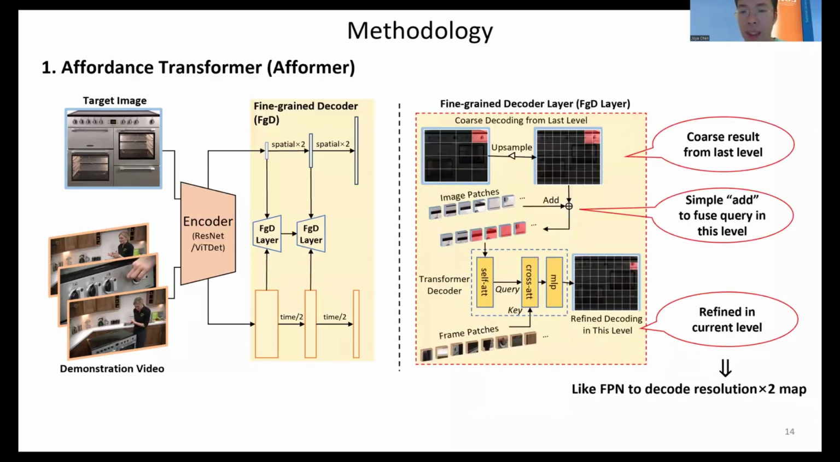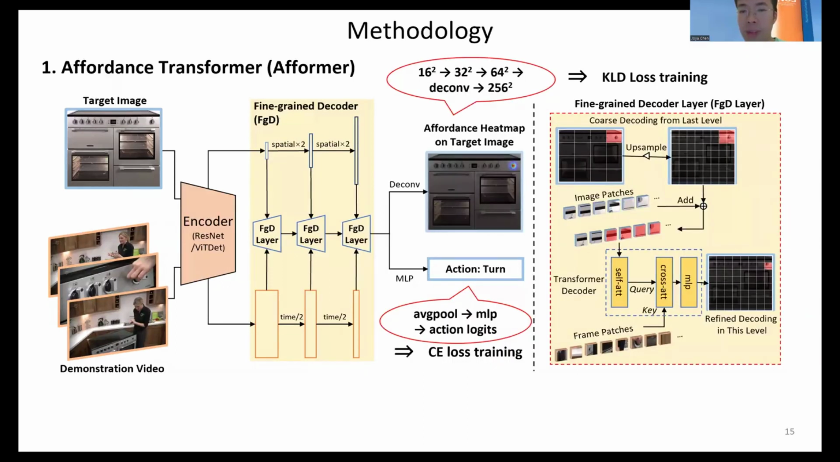We can arrange layers in a hierarchy from low to high resolution. The final coarse decoding feature is upsampled and combined with the current level query, which is then input to a transformer decoder block with the aim of refining the previous coarse result at this level. In this process, we use a triple stack of layers, followed by a deconvolution layer to produce heat map that matches the target image size. The action output uses an average pooling and an MLP. The heat map training employs KL divergence loss, while the action loss uses cross entropy loss.